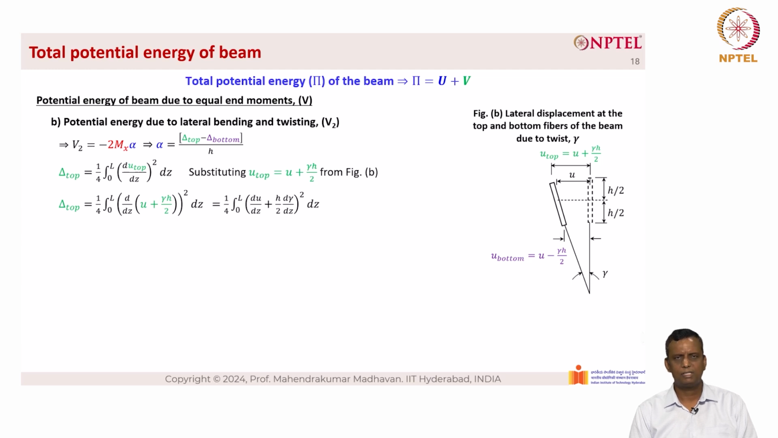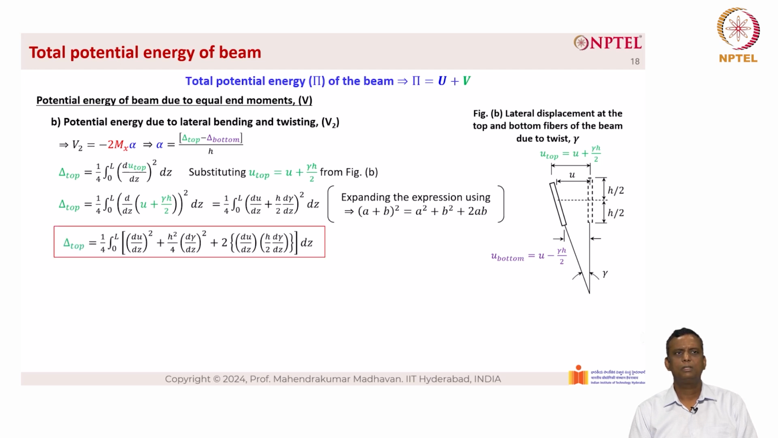Which we can further simplify as you can see from the right side, and then we can expand the expression using (a plus b) the whole square equal to a square plus b square plus 2ab. So now we have delta top equal to 1 by 4 into integral 0 to L of ((du by dz) the whole square plus h square by 4 into (d gamma by dz) the whole square plus 2 into du by dz into h by 2 into d gamma by dz) into dz.